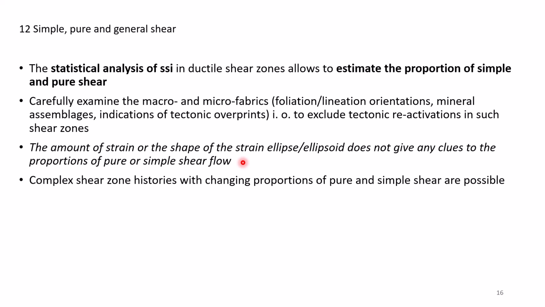If we are dealing with complex shear zone histories with changing proportions of pure shear and simple shear, the interpretation usually becomes very difficult, but such shear zones are, of course, possible in complex orogenic settings. I believe that was all I wanted to tell you about the nature of pure shear, simple, and general shear.